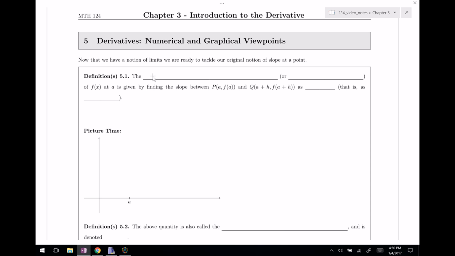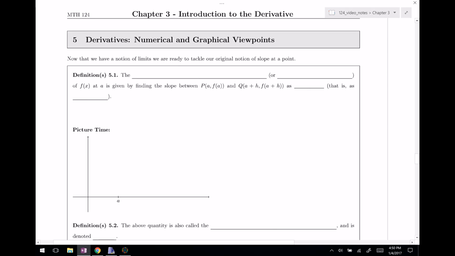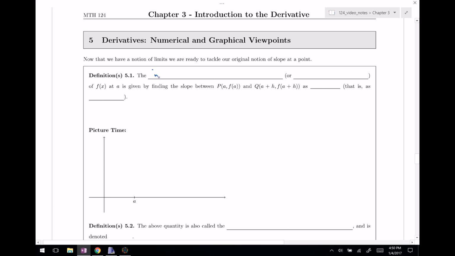This first definition talks about an instantaneous rate of change. So this is, kind of in relation to the average rate of change. This is talking about an instantaneous rate of change, or instead of slope at two points, or slope at a secant line, we're going to do slope at a point.